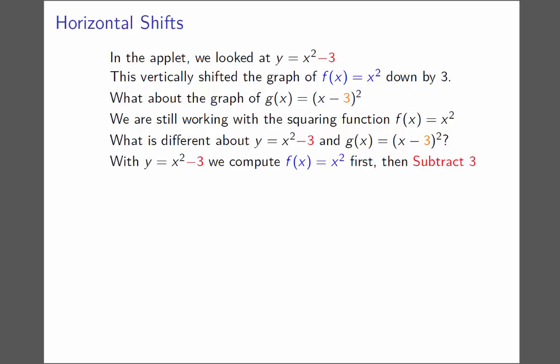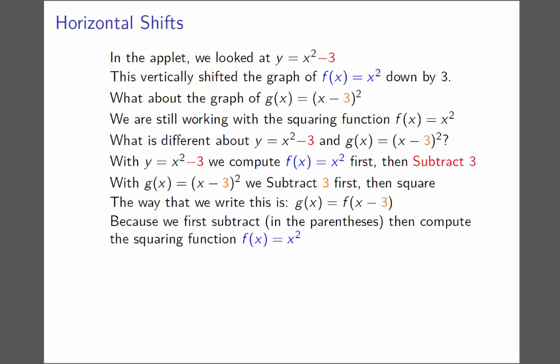With y equals x squared minus 3, we first compute the squaring function, x squared. Then we subtract 3. But with g of x equals x minus 3 squared, we subtract 3 from x first and then square it. A way we can write this is g of x equals f of x minus 3. Because we first subtract 3, that's what's inside the parentheses, and then compute the squaring function.